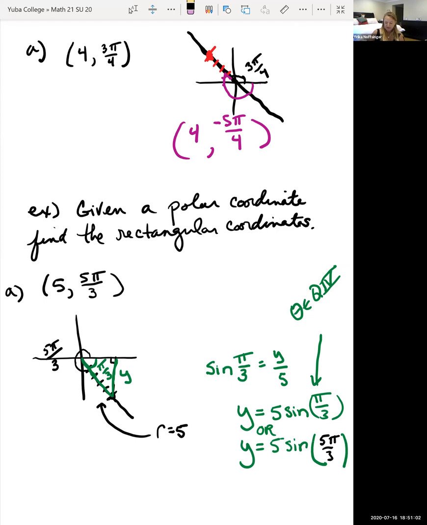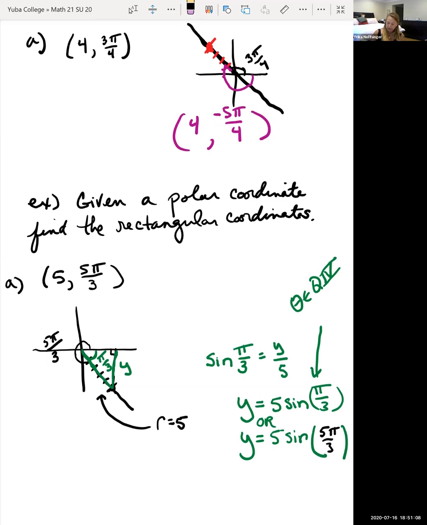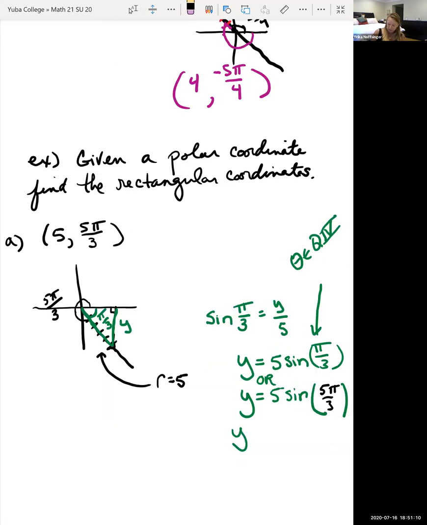And so we have 5 times root 3 over 2, but we're in the fourth quadrant. Fourth quadrant, y is negative. And so y is going to equal negative 5 times root 3 over 2, or negative 5 root 3 in the numerator all over 2.